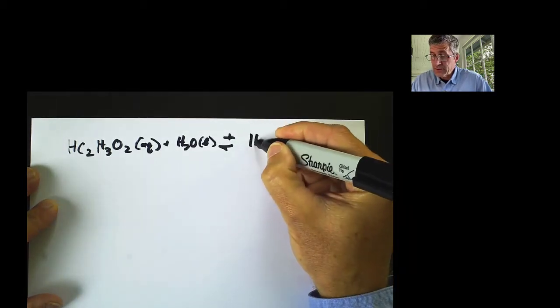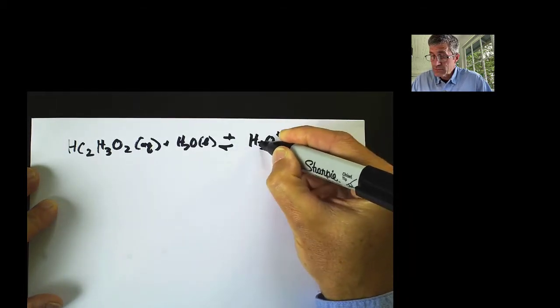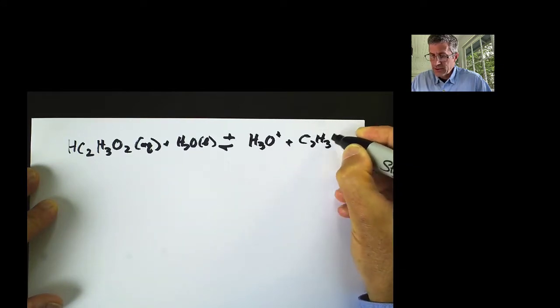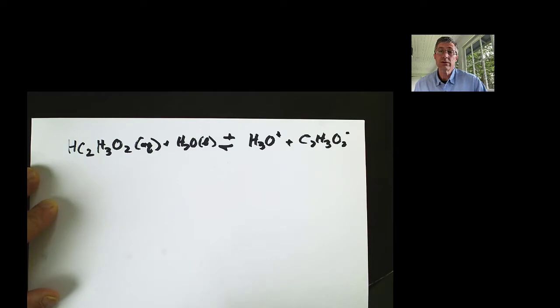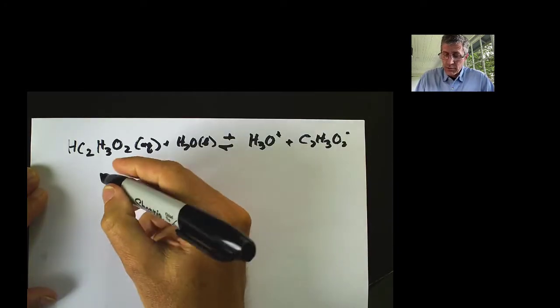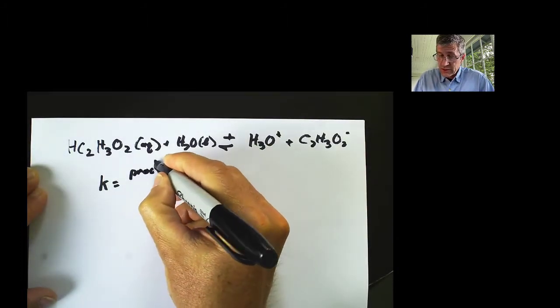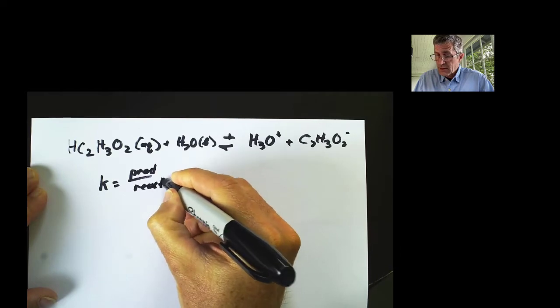And I'm going to get out of this H3O plus and my acetate polyatomic ion. So these are the two that I'm going to get out. So what is my equilibrium going to be? Well, the same thing we've been doing for equilibrium. I'm going to take K. I'm going to take roughly the concentration of my products over my reactants.